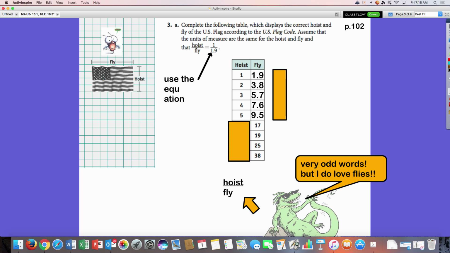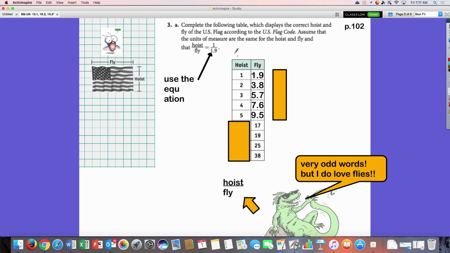Over here, as you can see, I've got my American flag. Fly is just the amount that it goes out away from the pole, and the hoist is just how big the flag is. I got the little fly guy there. I think the lizard down here would love to have that flag. But basically, they're just using complicated words to say length and width.